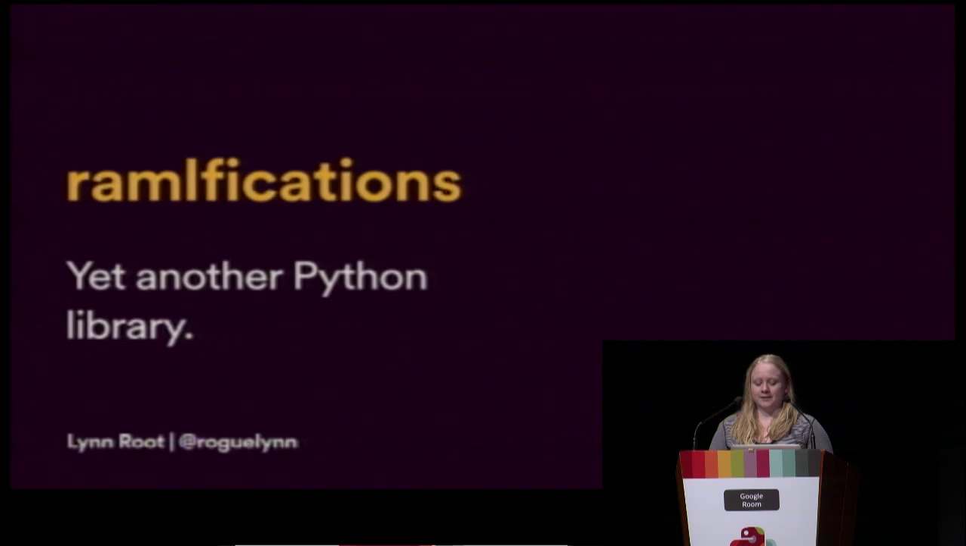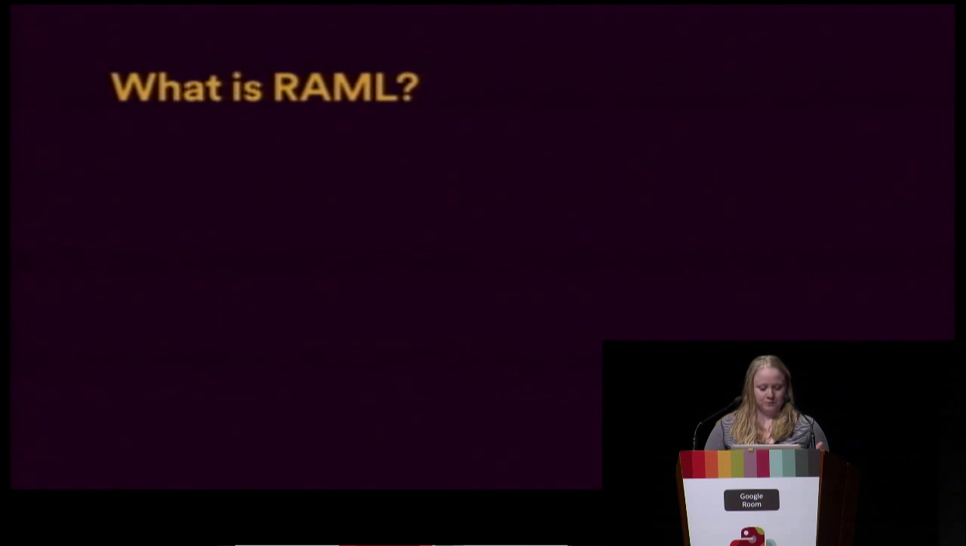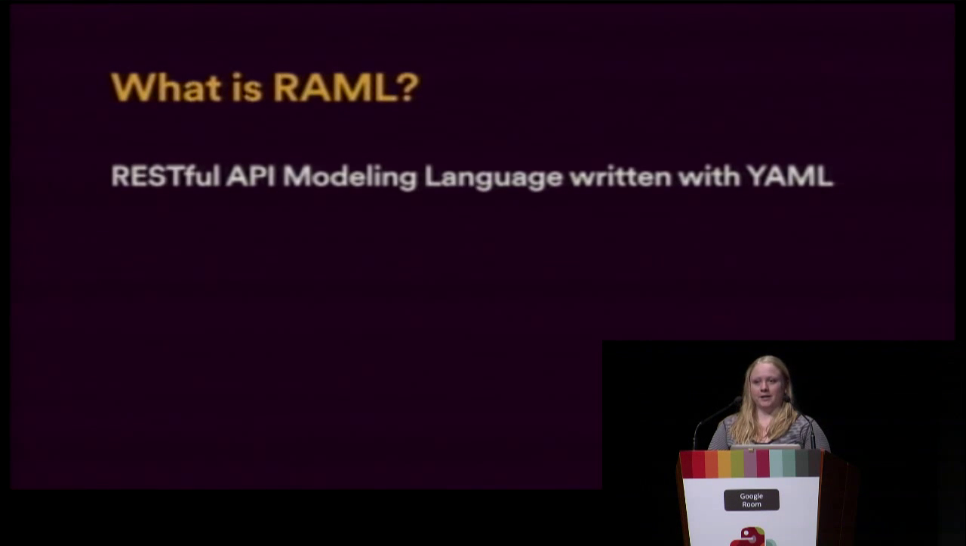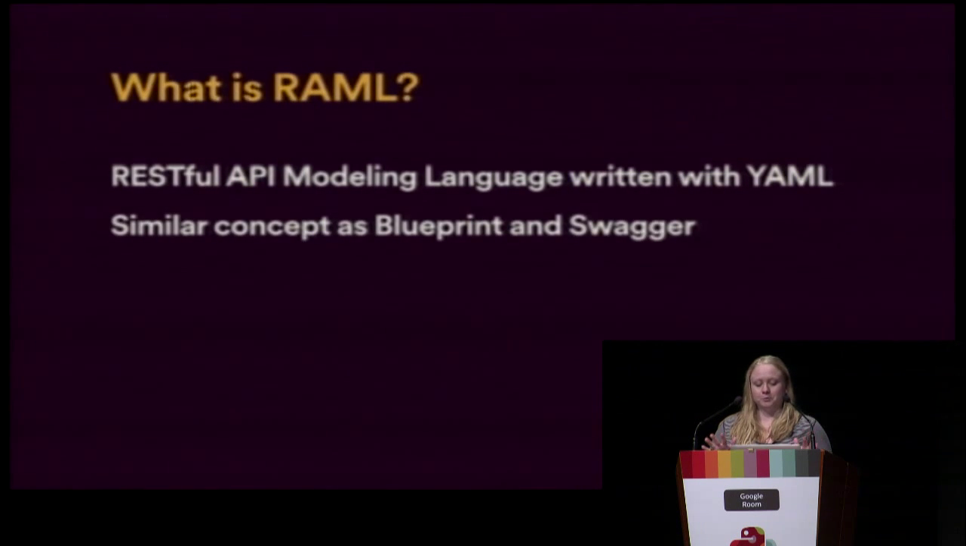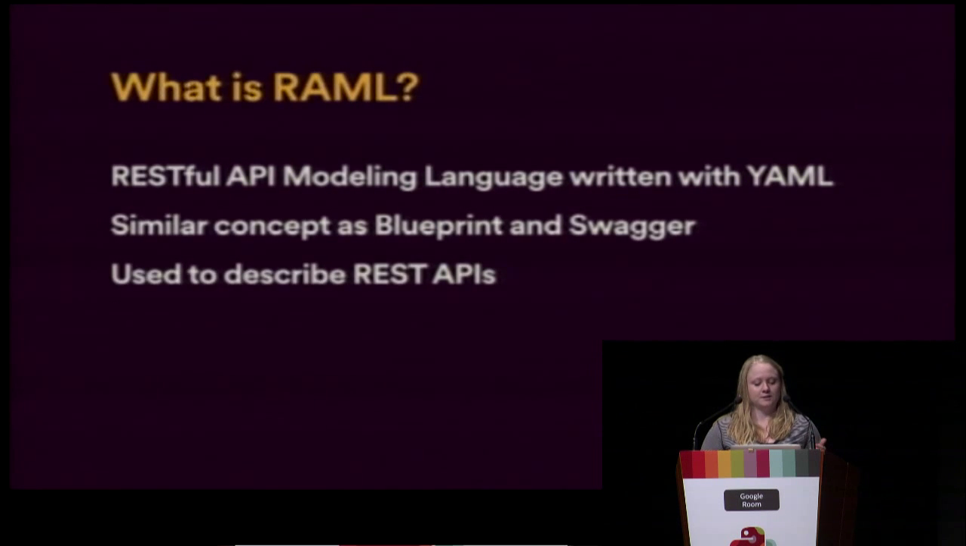To give some context real quickly, what is RAML? RAML stands for REST API Modeling Language and builds on top of YAML, go figure. If you've heard of Blueprint or Swagger, it's a very similar concept, and essentially is meant to describe your REST API. Within a RAML file, you define API endpoints, if it's secured by OAuth, if/how it's paginated, etc.